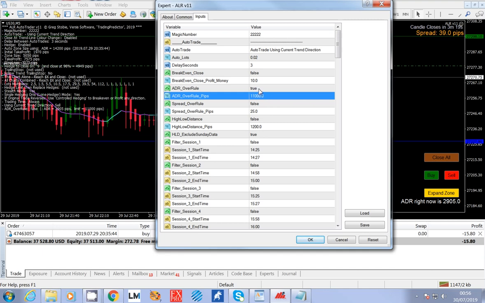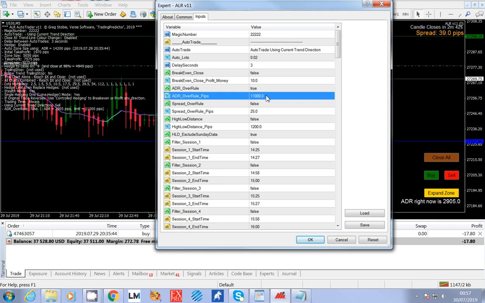So this ADR over rule will override everything, including the times of day, and it will only trade when the ADR is over a certain value, and it will keep trading over and over again until that ADR value is lower than the number in here. Then it will stop trading. It won't stop trading in the middle of a trade, of course. It never does. No matter what settings change, it will only not place a new trade or a new order. It will always see any trade to the end.